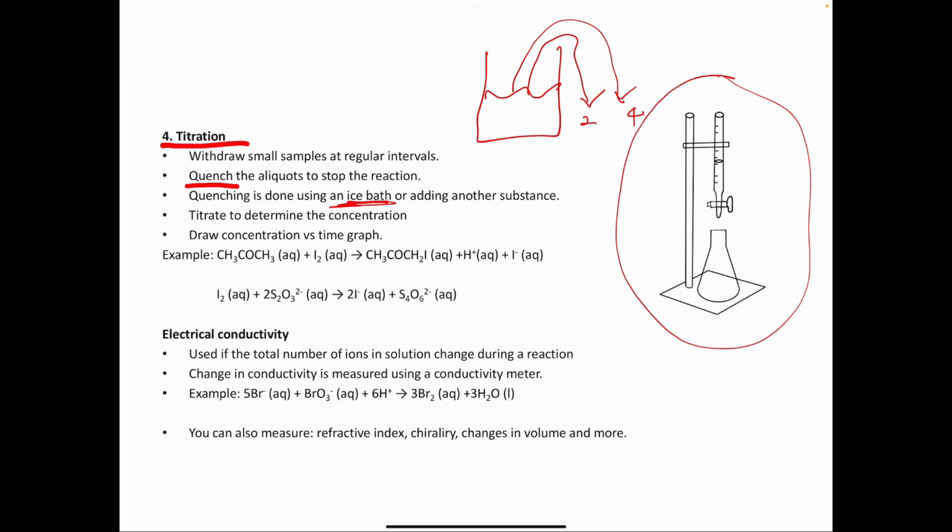Sometimes they use sodium hydrogen carbonate if there is an acid that needs to be removed in order to stop the reaction. Meaning, even if we leave the aliquots to settle down, they will not continue reacting. And so any concentration of ions or particles is going to remain the same until we can titrate. To determine the concentration, you'll titrate with a solution whose concentration is known, in order to find out the concentration of maybe a reactant or product within the aliquots that were taken off. Then you draw a concentration-time graph in order to determine the rate at a specific time.